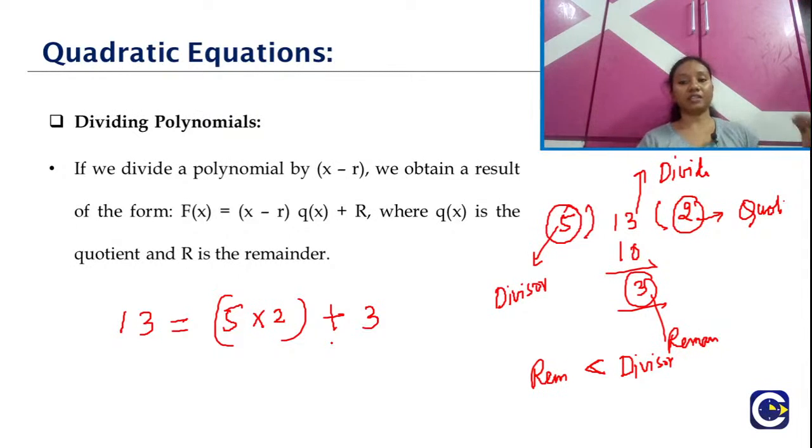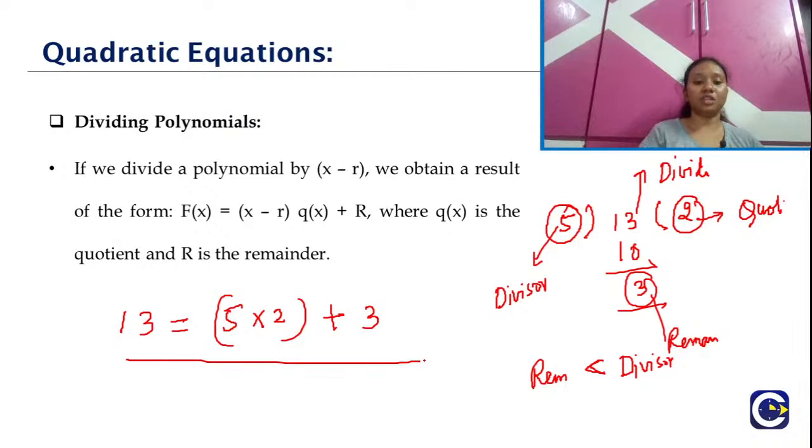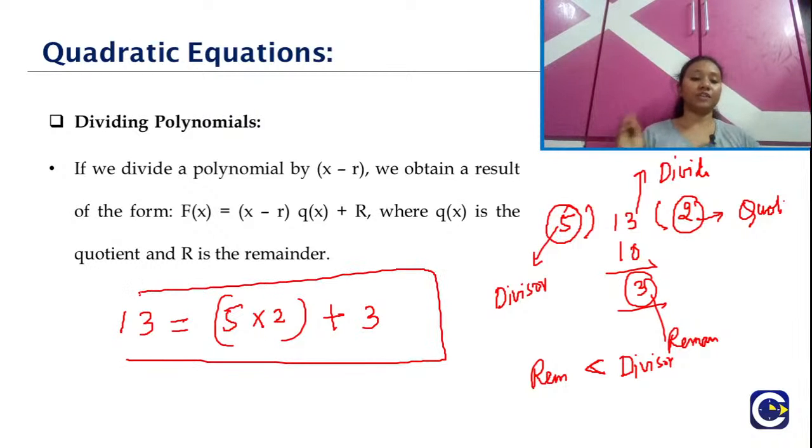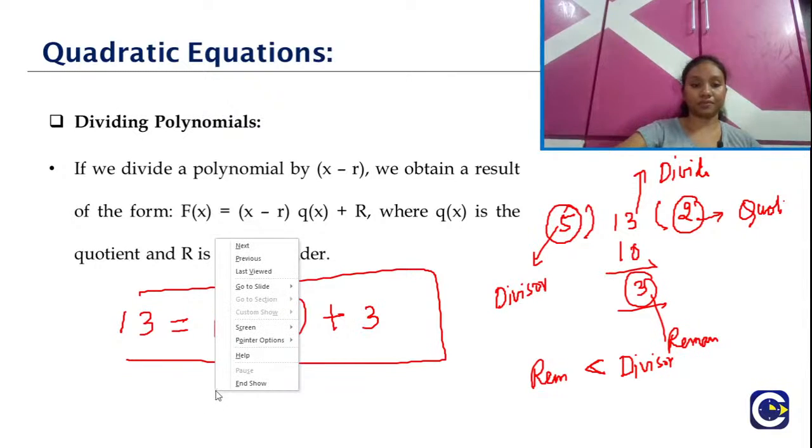So by dividing any number, we'll be writing the factor theorem, that is, dividend equals divisor into quotient plus remainder. This is not only valid for numericals, it will be valid even for polynomials. Right, so how will it be? Let's see that.